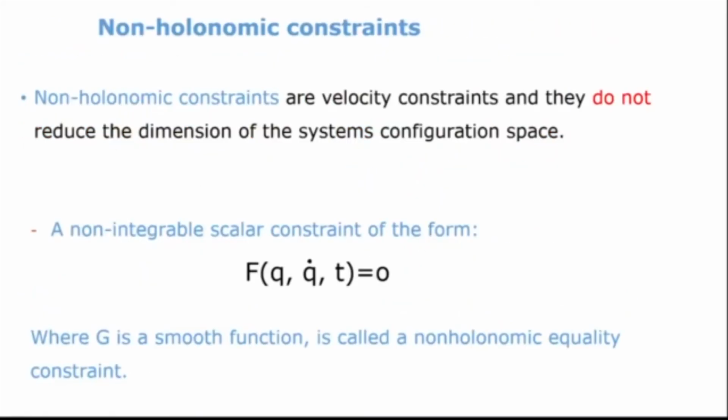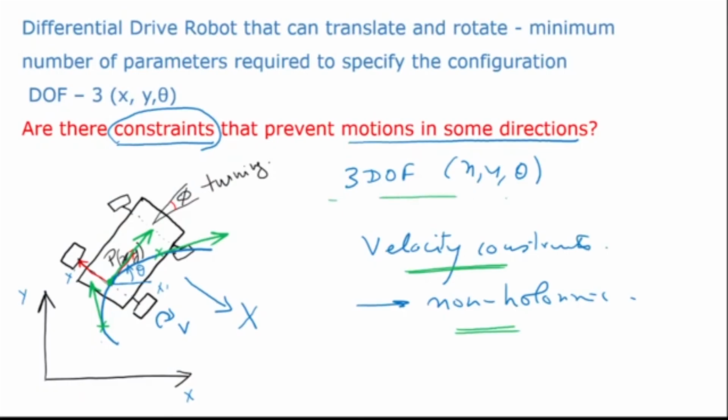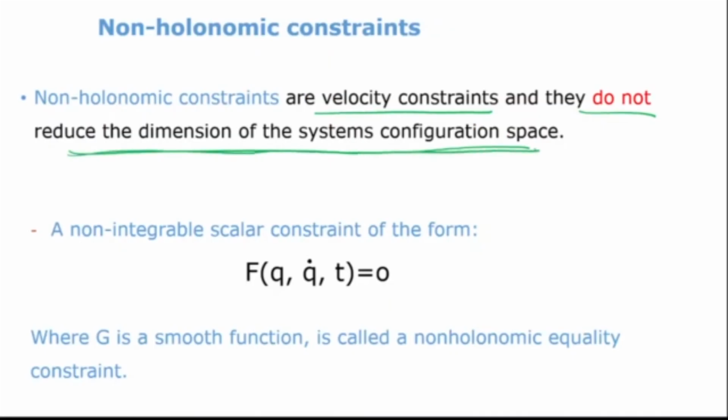Okay, now so non-holonomic constraints are velocity constraints. We just saw that the velocity is forced to move in a direction which is tangential to the curve at every point. They do not reduce the dimension of the system's configuration space. Okay, so for example, in the previous case, it was a 3 degree of freedom system, and we have one velocity constraint. Okay, but it doesn't reduce the dimension of the system's configuration space. Okay, now a non-integrable scalar constraint of the form f(q, q dot, t) equal to 0 is called a non-holonomic equality constraint. Okay, so it is written this way.